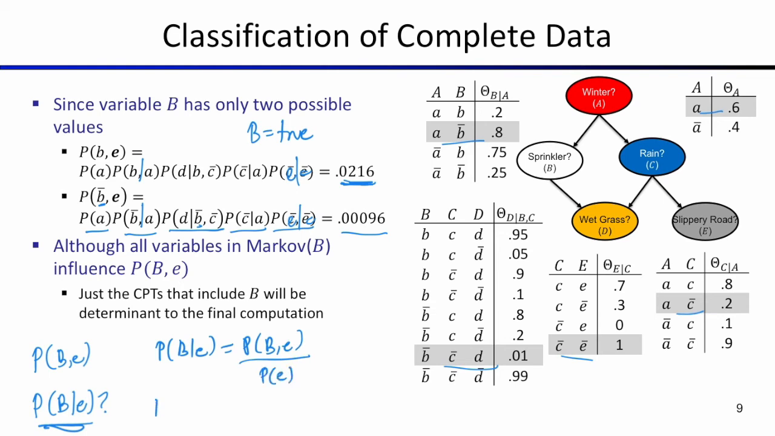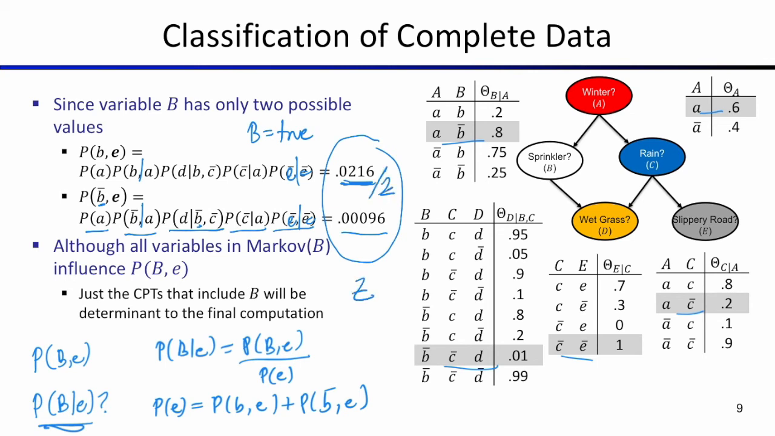And we can compute the probability of E by using case analysis. So it's going to be the sum of B and E and not B and E. So it's actually these two values here. So what we are doing here is just a normalization. So we sum the two values, and let's call it Z, and we divide the first by Z and the second one by Z as well. So it's just a normalization.